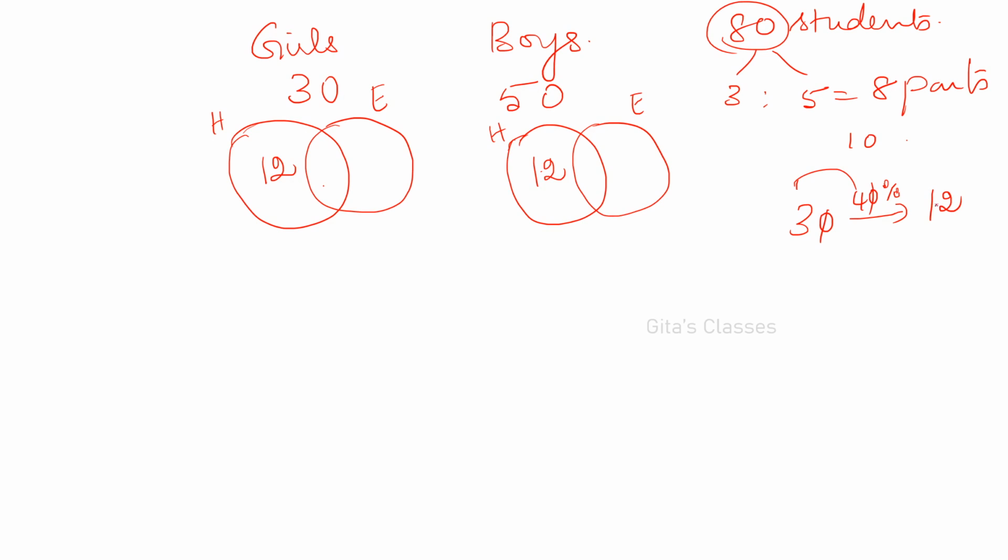Cancel these two zeros and multiply. So 12 is the answer. Otherwise, what will you do? 30 by 100 into 40 and all. Okay, so 0 will cancel. Directly you can do that, right?